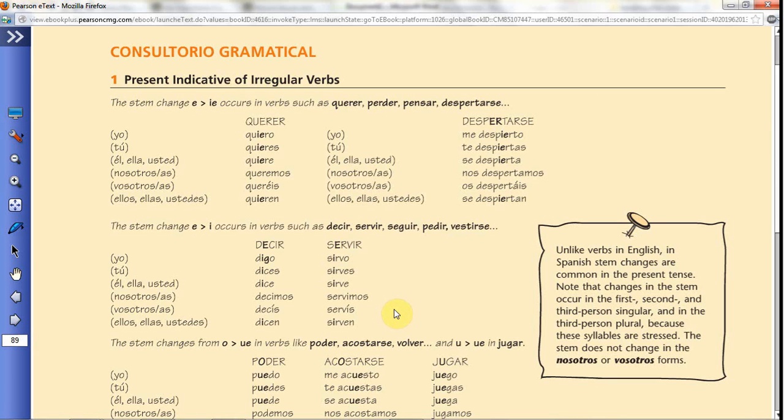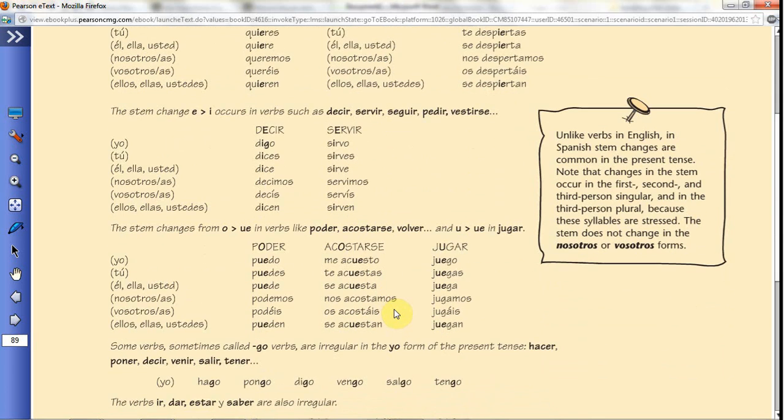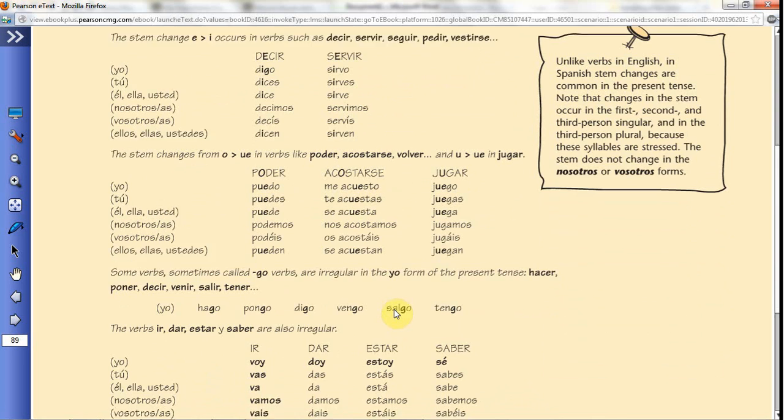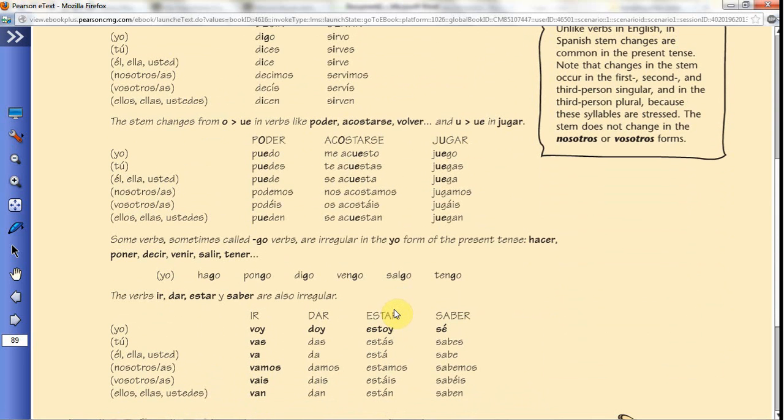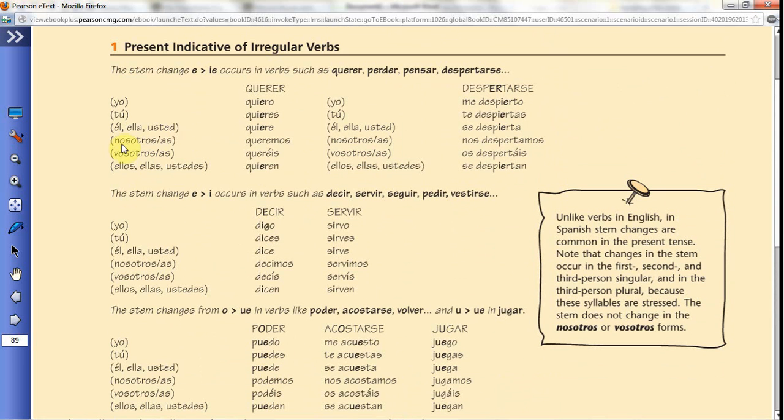Present indicative of irregular verbs. We're going to look at some verbs that are irregular, and some of them might have different irregularities, but one thing that you'll notice for almost all of them, with the exception of ir, so everything except for ir, is going to be regular in nosotros and vosotros.